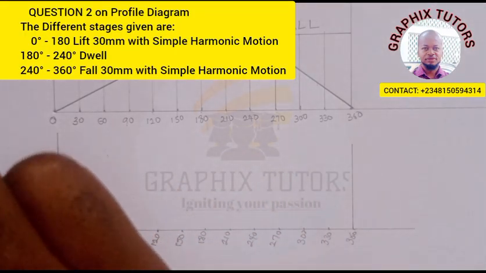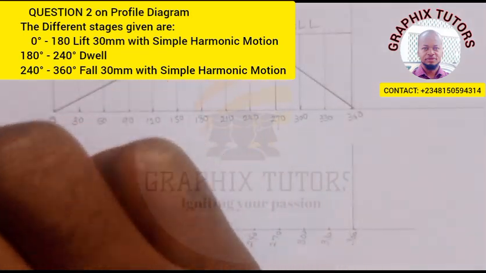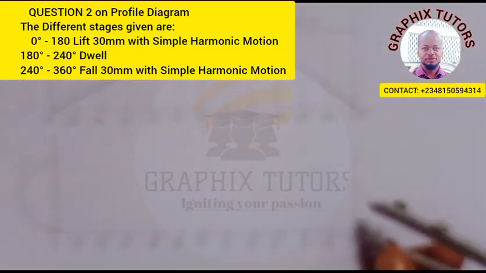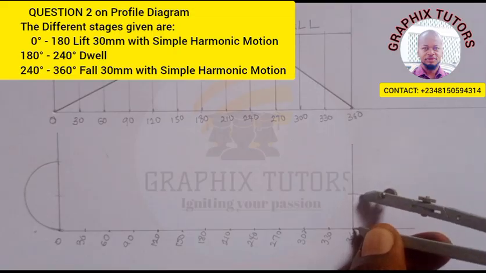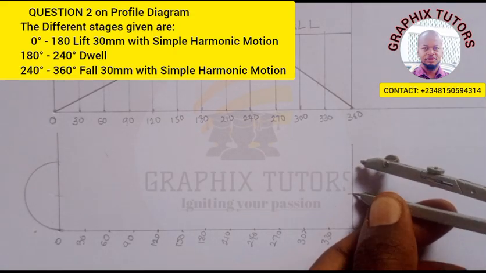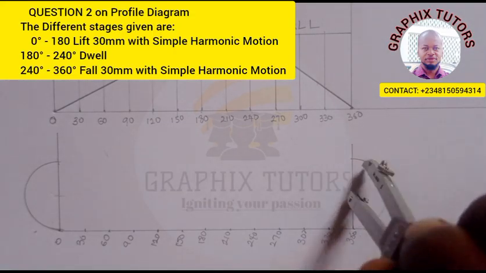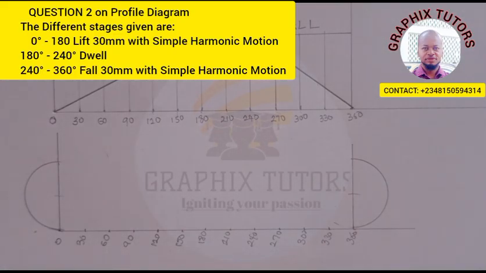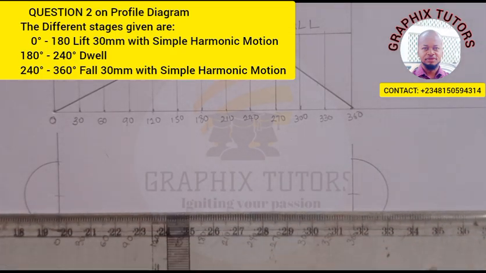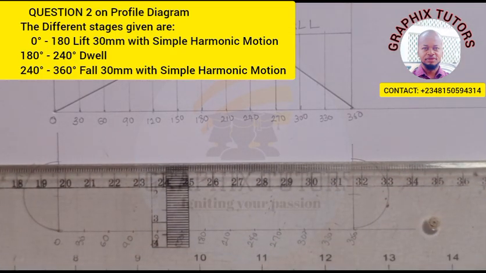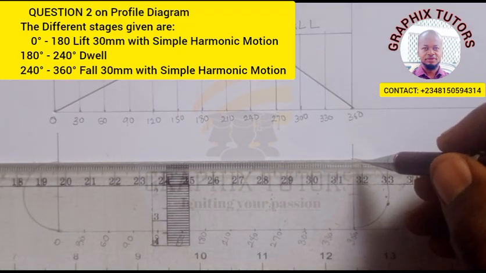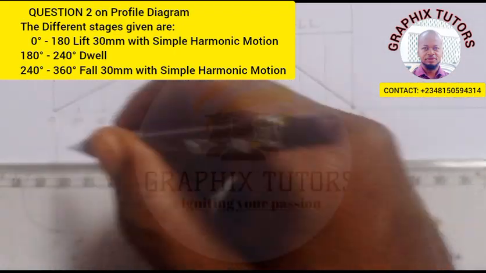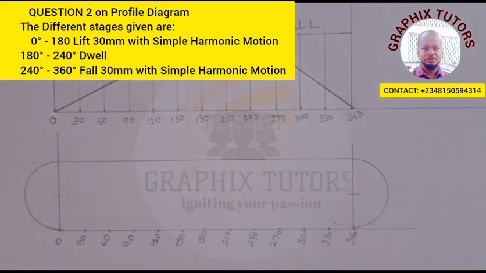Then I'll draw my semicircle. I'll come here also, I'll do the same thing. I'll draw my semicircle. Hope you can see that. Now the next thing is I'm going to close it up this way, from here to this point. And I'll draw my line for the first one.